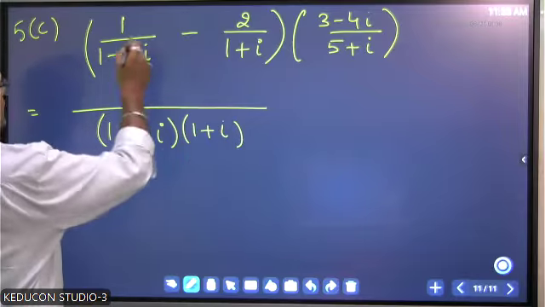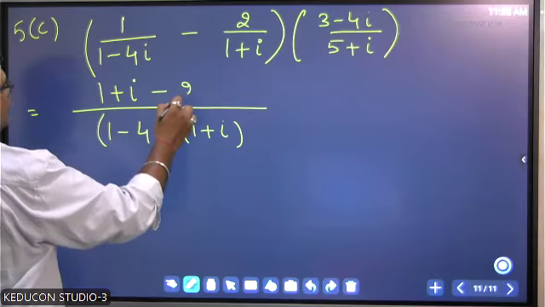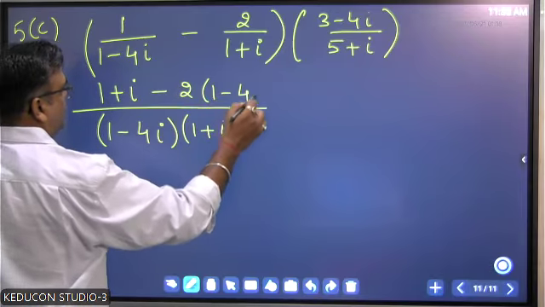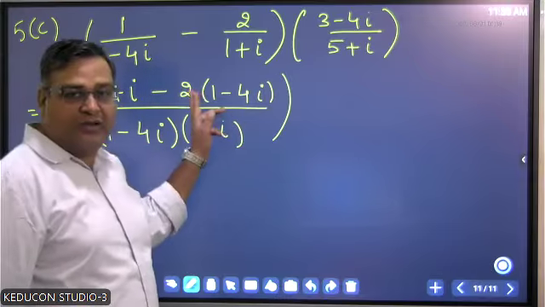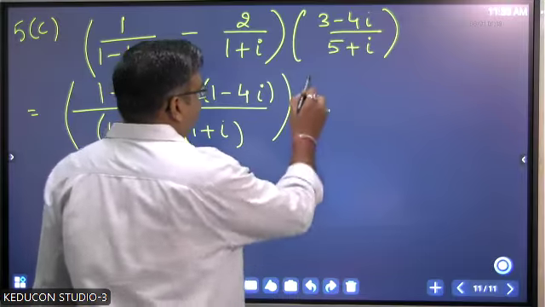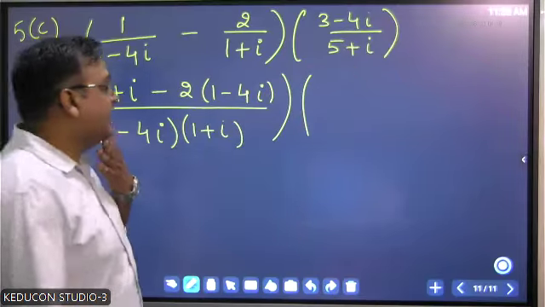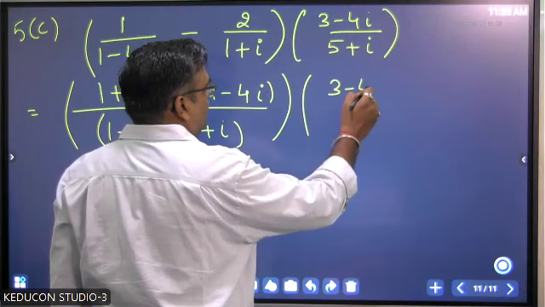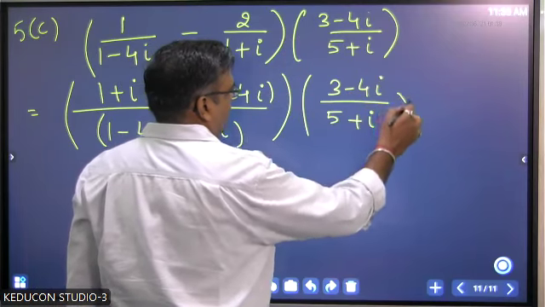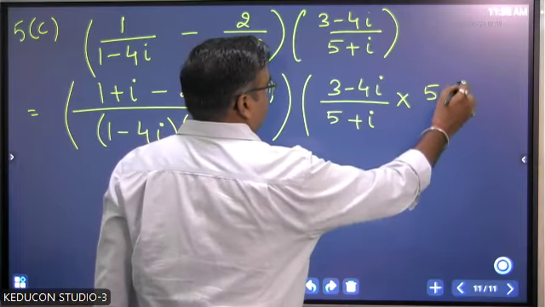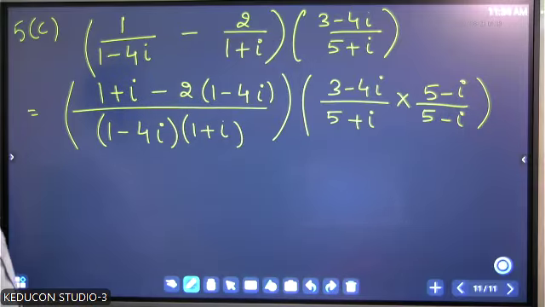Right? So (1 plus iota) minus 2 into (1 minus 4 iota). Always do it in brackets, otherwise there will be problems in the signs here. Similarly, you can rationalize this part separately, right? So it is 3 minus 4 iota, then 5 plus iota. You can rationalize this, right? So what did you get here?